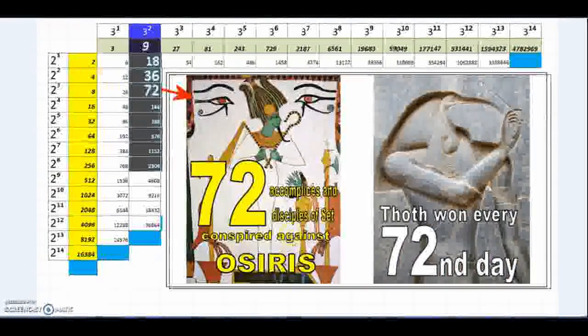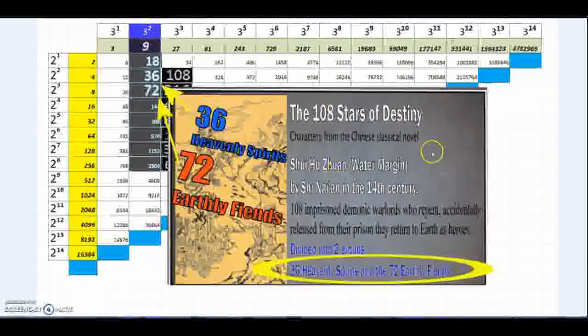Set had 72 accomplices or disciples that conspired with him against Osiris in Egyptian legend, and Thoth won every 72nd day for the moon. So it's in ancient Egyptian legend. You'll find it in Far Eastern legend. An earlier episode talked about 108, but even 36 heavenly spirits and 72 earthly fiends. So both earlier mentioned 36, but also 72.